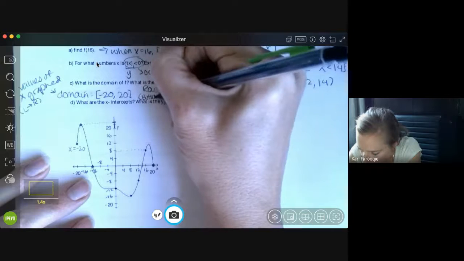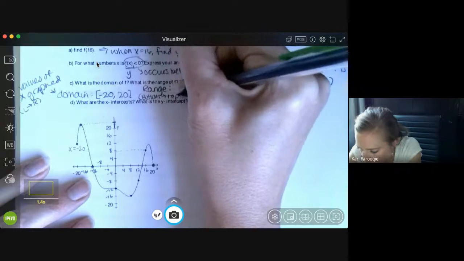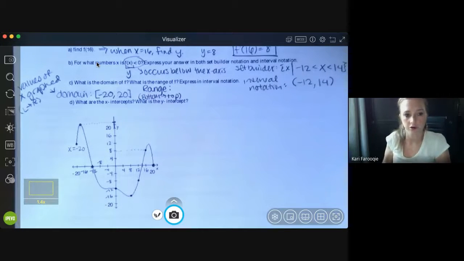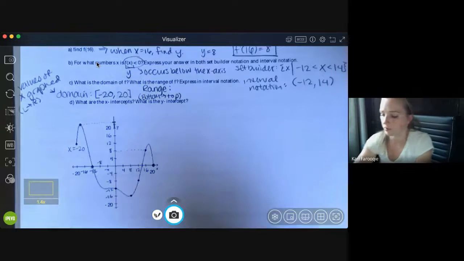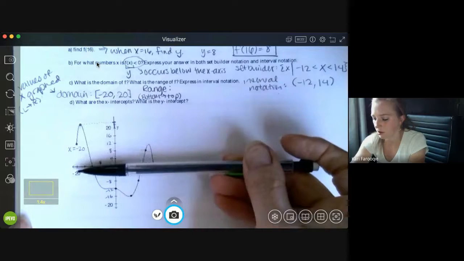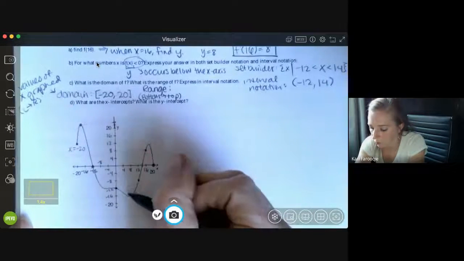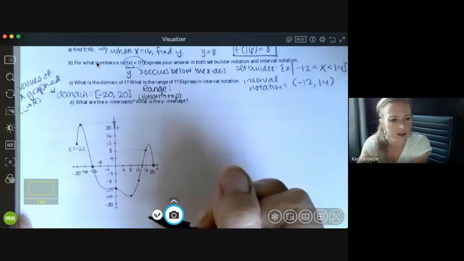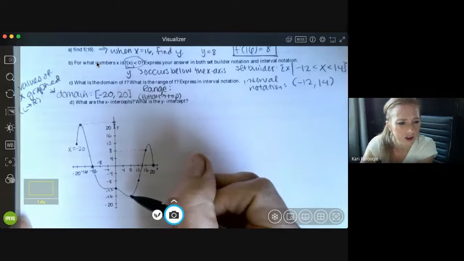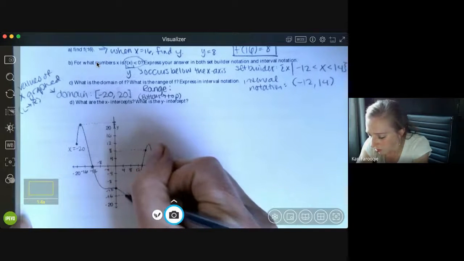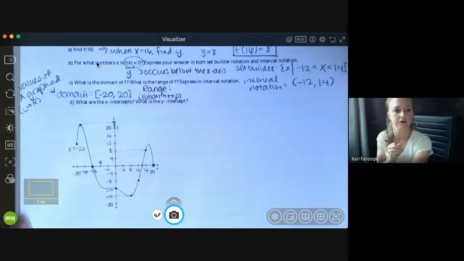So the range will be bottom to top. What are the y values that are being covered? So scan your graph, go all the way to the lowest possible point that's graphed. And it's not this one, it's down here. And I know it kind of looks like this is off to the side of the minimum, but just take this as the smallest y value that occurs on your graph at -16.